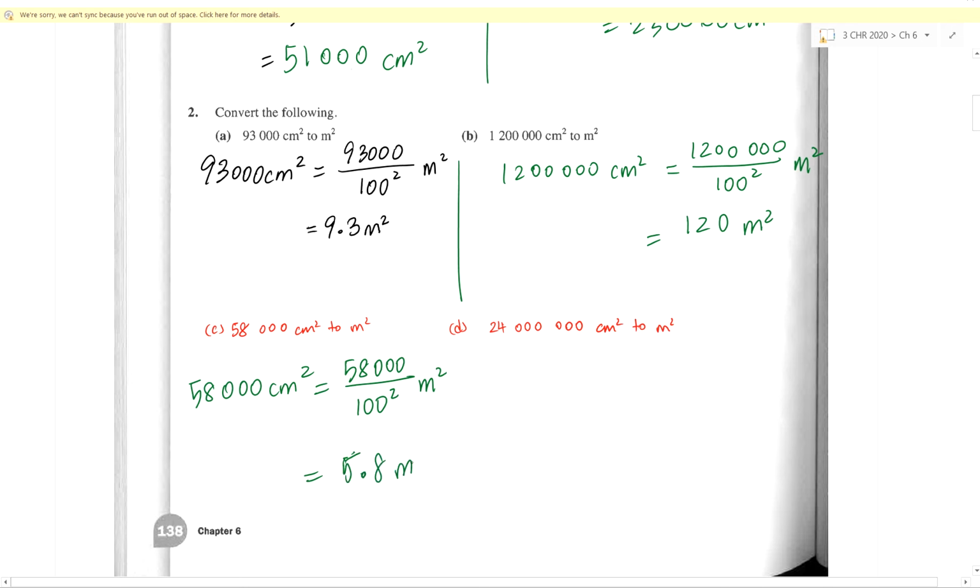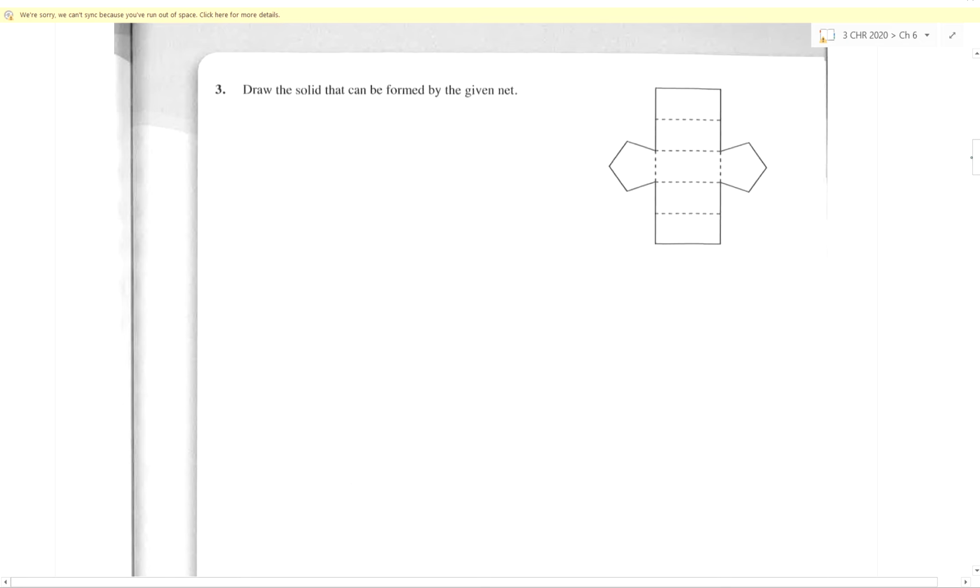Okay, and the final page that we are going to be doing today. This is a net. That means it's a solid, then you cut the edges, then you open it up, and you get this shape. Draw the solid that can be formed by this net. Can you visualize what it should be like? If you can, please go ahead and draw.